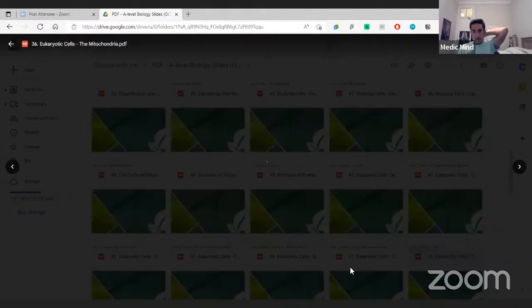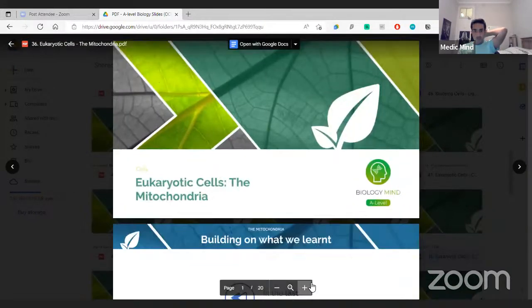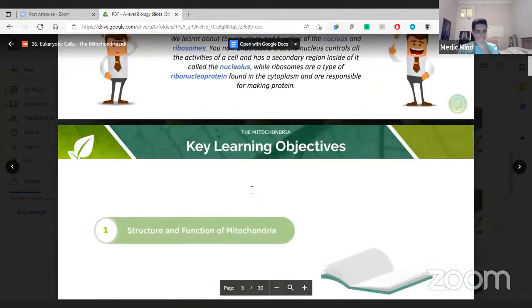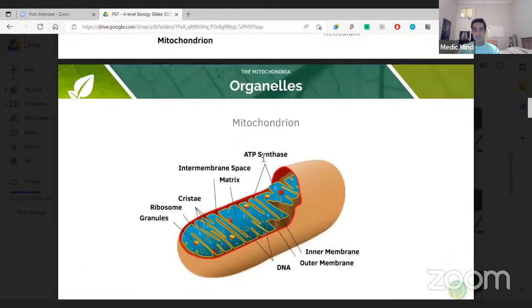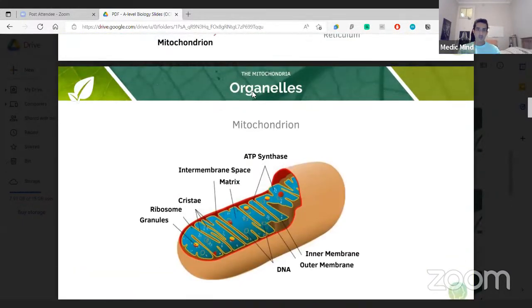We're now going to talk about the mitochondria, so the structure and function of the mitochondria. Let's zoom into the mitochondria. It is made up of an inner and outer membrane, and the inner membrane is folded into cristae, and these cristae help increase the surface area for the ATP synthase molecules that are used as part of respiration.